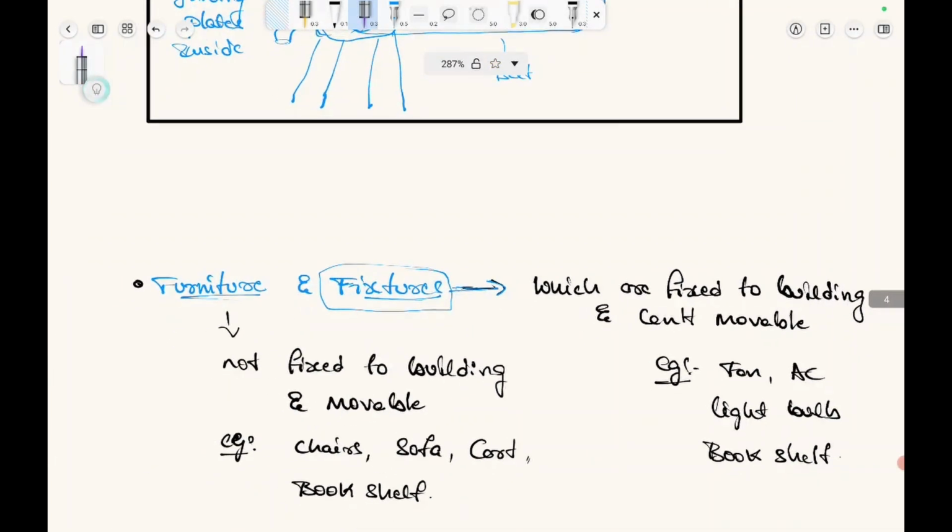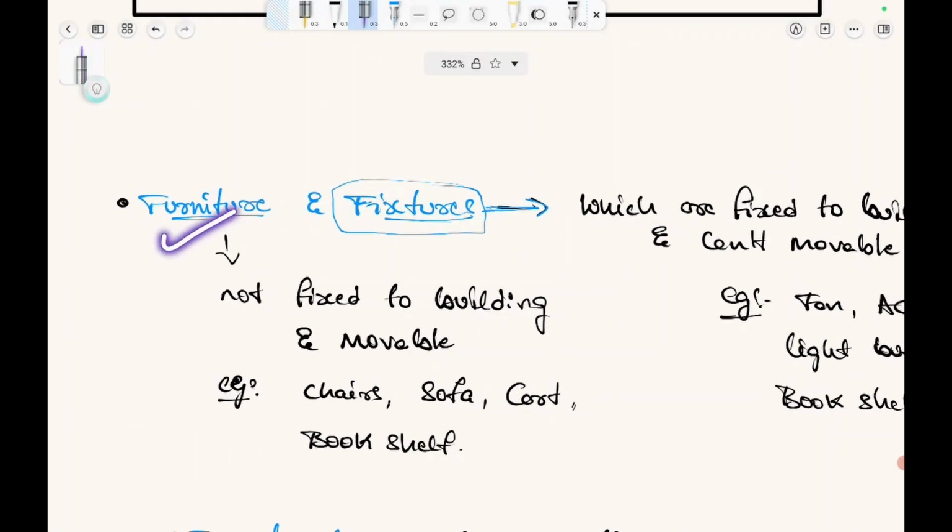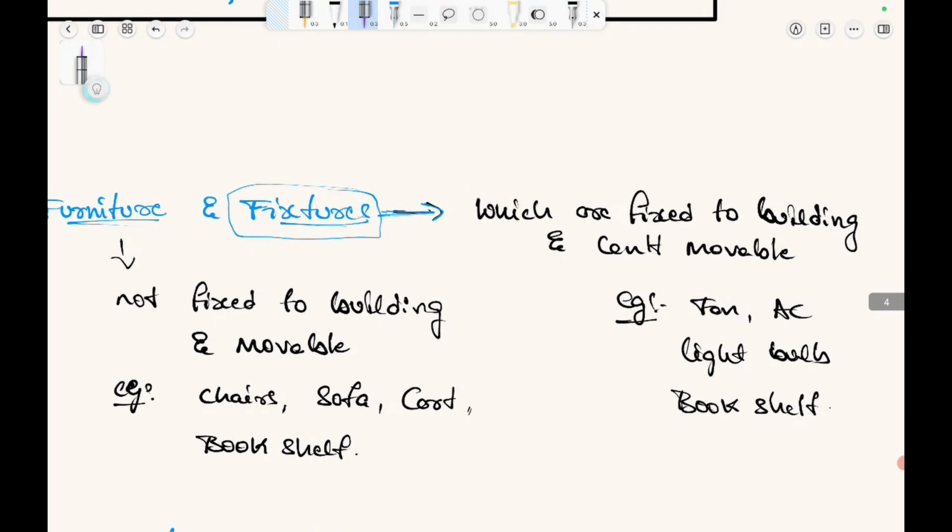So let's understand the topic of furniture and fixture. Furniture is an asset not fixed to a building or anything, which can be movable. For example, chairs, sofa, cart, bookshelf, etc. Fixtures, in another way, are also assets which are fixed to the building and can't be moved. For example, fan, AC, light bulbs, and bookshelves.